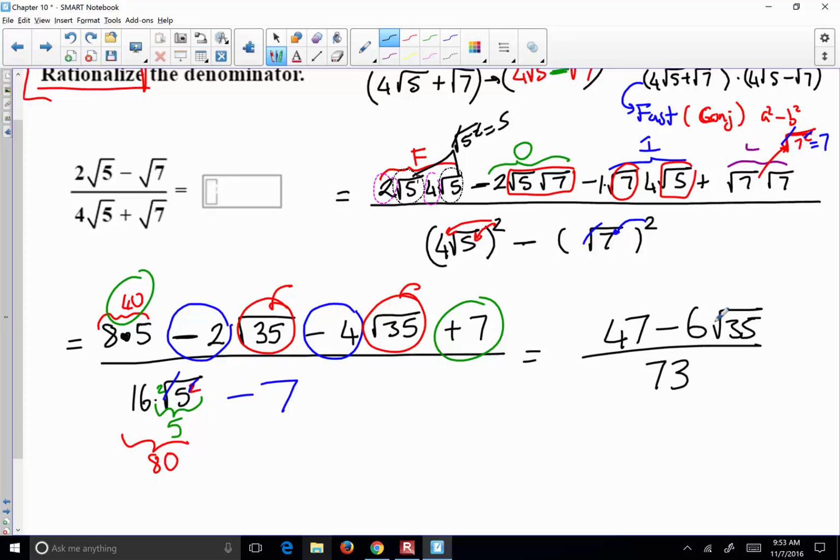We can't simplify more. The next thing you can search for is anything that can be cancelled among this 47, 6 and 73. 73 is a prime number. It won't factor. 47 is prime as well. So they won't divide 6, 73 or 47, 73. They don't share any common factors. So this is our final answer. Make sense?